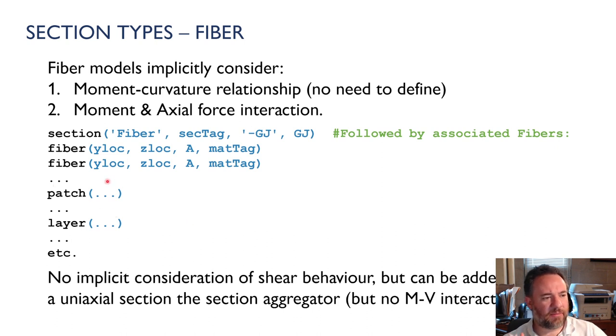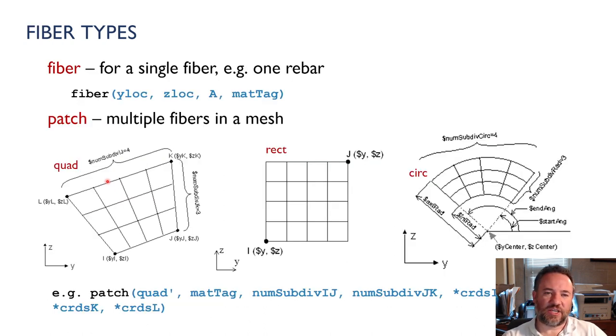There are also some built-in sections that make it a bit easier for some common situations, like defining an I-beam cross-section. You can just define the geometry and give it a material, and it will help you to work that out. I'm going to show that in a minute. Okay, so these are the different fiber types.